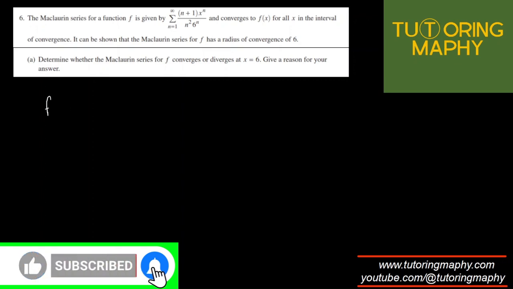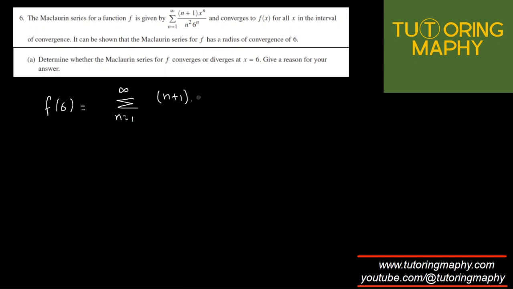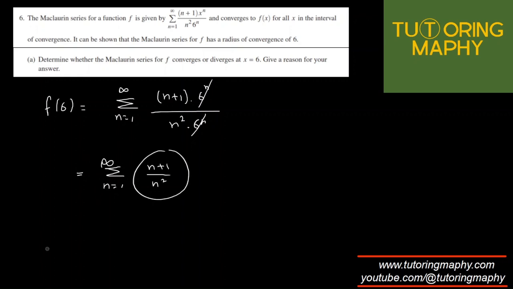So let's find f of 6. The f of 6 is going to be the summation of n from 1 to infinity, (n plus 1) and x is replaced with 6, so that's 6 raised to n over n squared times 6 raised to n. So 6 raised to n is gone, and I'm left with the summation of n equal to 1 to infinity of (n plus 1) over n squared. I need to use a test to determine whether this is convergent or divergent.